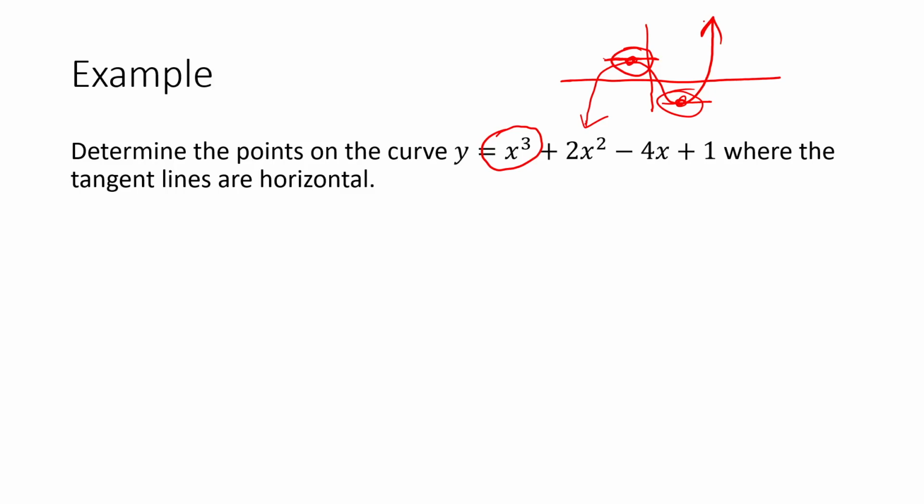Okay, cool. Well, how can we do that? Well, think about it. A horizontal line from grade 9 math has a slope of 0. That means that the derivative will be equal to 0. So all we have to do is figure out the derivative of this curve, set it equal to 0, and solve for x. That method that I just said is going to be something you'll do a lot in this course. You'll determine the derivative, which is 3x squared plus 4x minus 4 using the power rule on that third-degree polynomial. Now that you have that derivative, we're going to set it equal to 0.